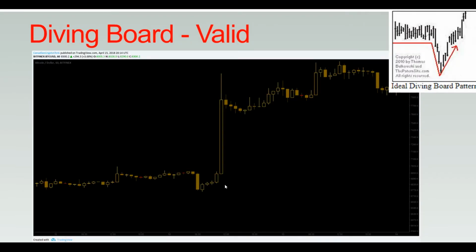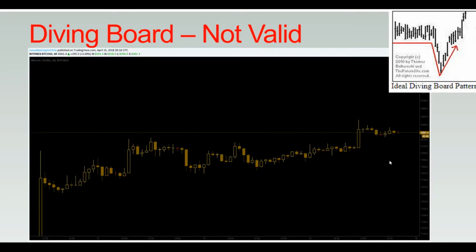Diving boards are usually some sort of stable price action, or maybe a bottom or something like that, and then a sharp dip to stop loss hunt. Find people that have stop losses, get them to trigger, so that the whales or whoever would get a good discount right before a giant pump, and that's usually what happens with diving boards.